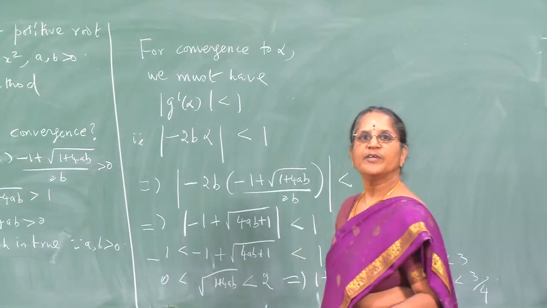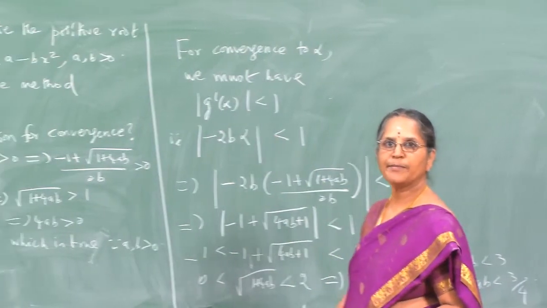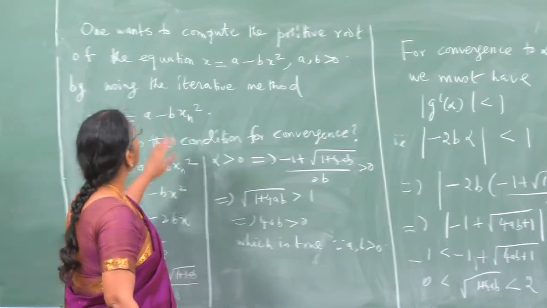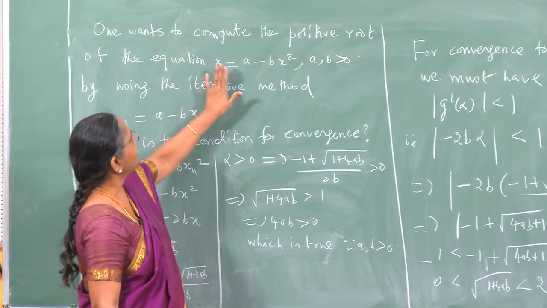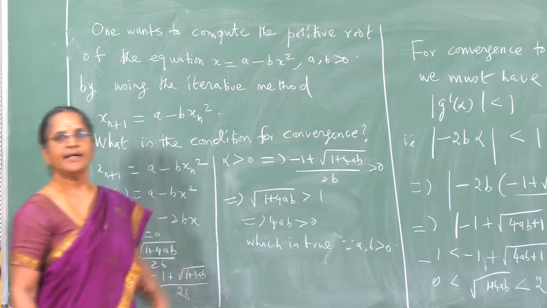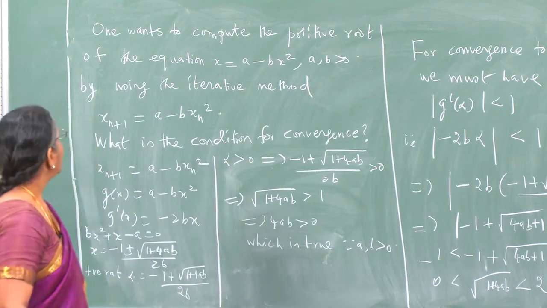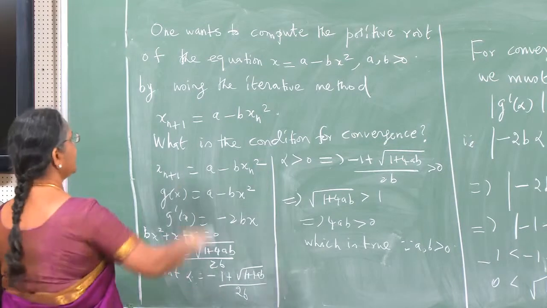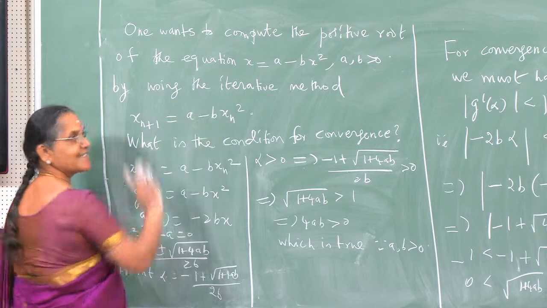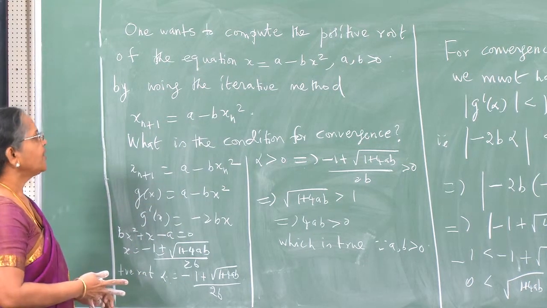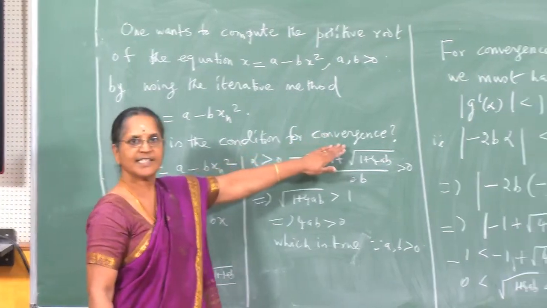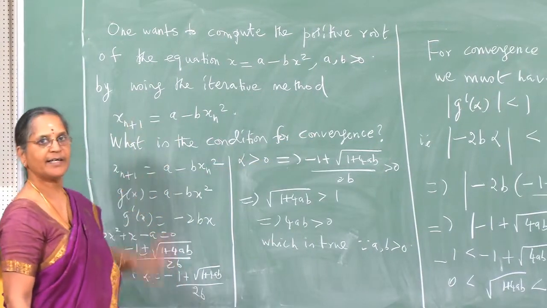Let us now work out the following problem. Here we are required to compute the positive root of the equation x is equal to a minus b x square, where a and b are positive. Using an iterative method given by x n plus 1 equal to a minus b x n square, we are asked to find out the condition on the convergence of this iterative method.